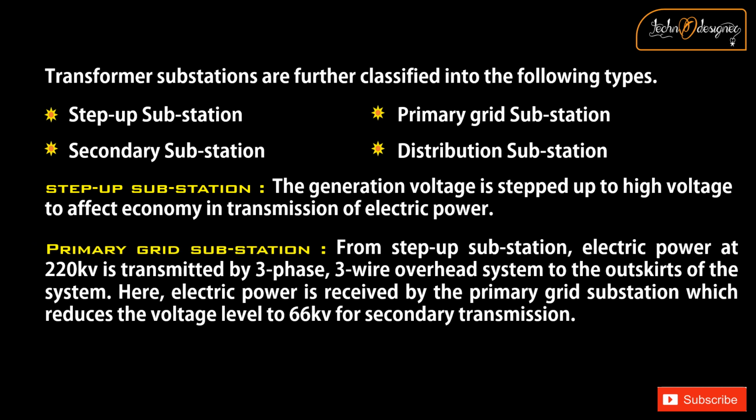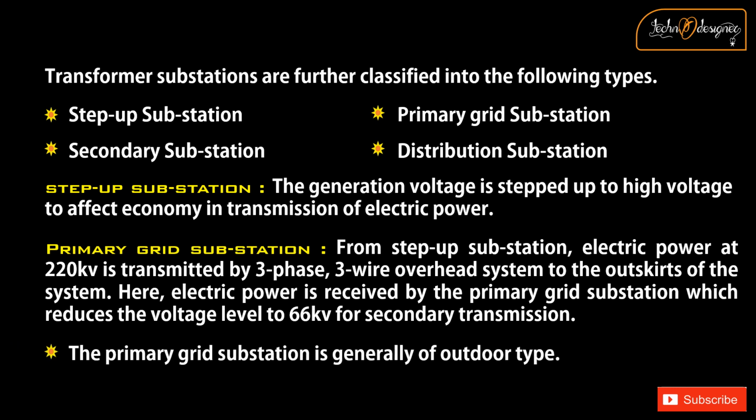Primary grid substation. From the step-up substation, electric power at 220 kV is transmitted by a three-phase, three-wire overhead system to the outskirts of the system. Here, electric power is received by the primary grid substation, which reduces the voltage level to 66 kV for secondary transmission. The primary grid substation is generally of outdoor type.